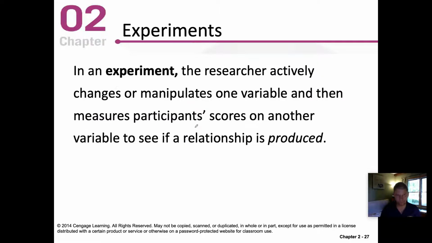So in an experiment, the researcher actively changes or manipulates one variable and then measures the participants' scores on another variable to see if there's a relationship produced.